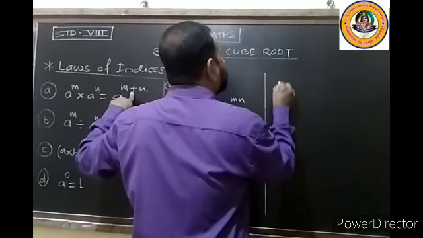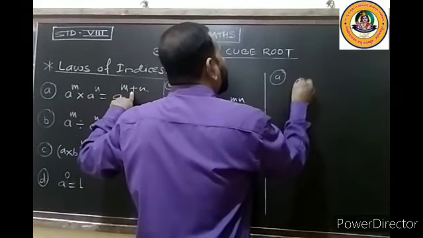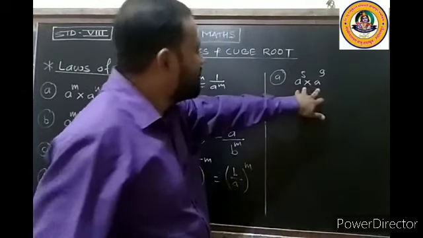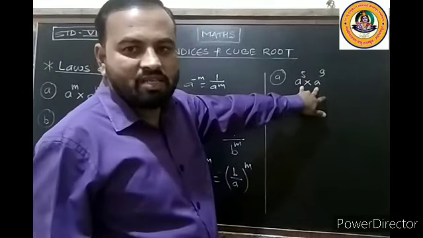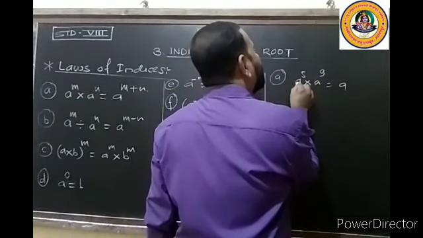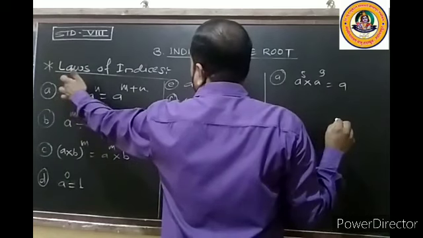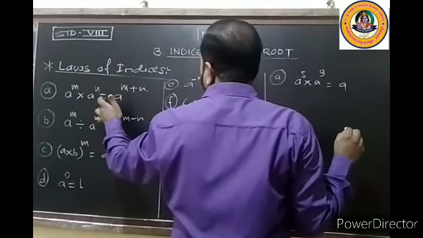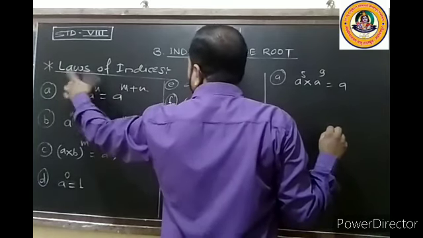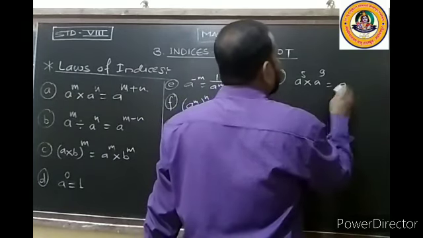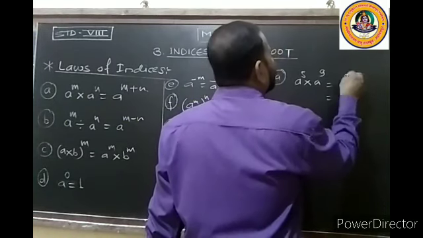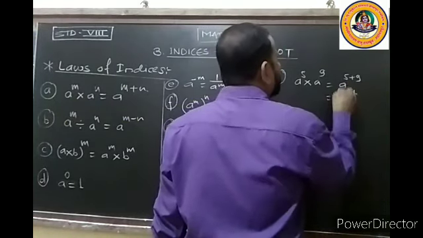Suppose we take this example, a raised to 5 into a raised to 9. Here a is a common base. We write here a raised to, what is the law? A raised to m into a raised to n is equal to a raised to m plus n. Here the sum of indices, that is we write a raised to 5 plus 9, that is a raised to 14.